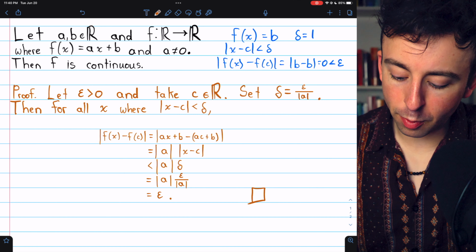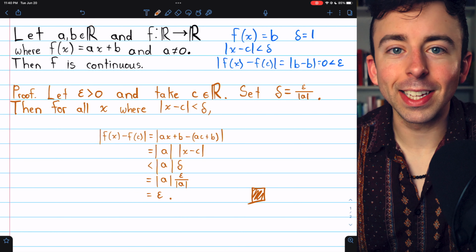But that completes the proof that every linear function is continuous on its entire domain.